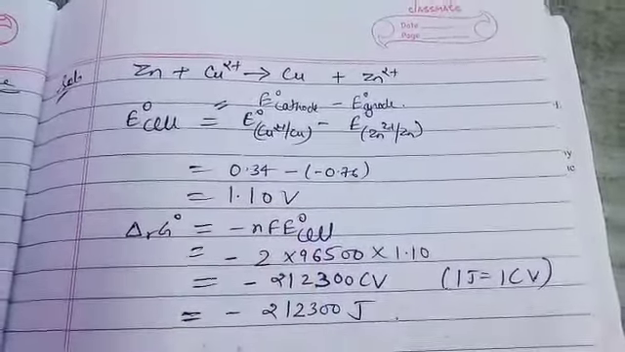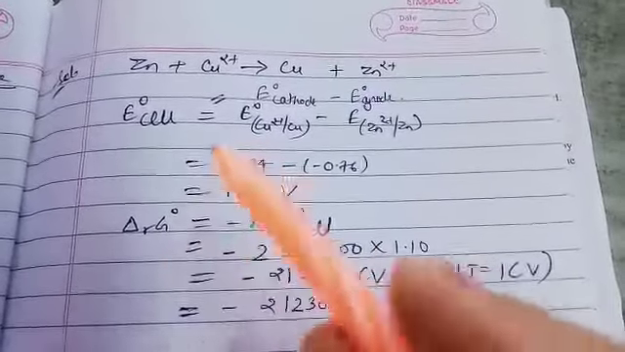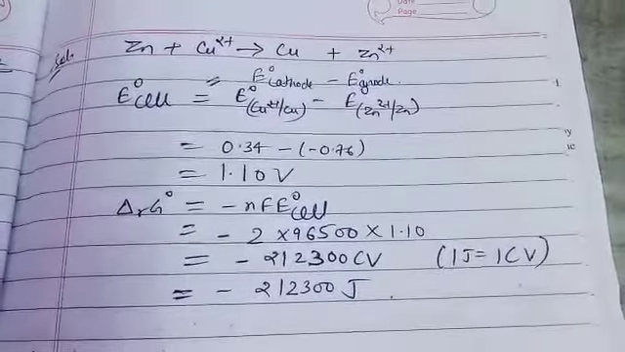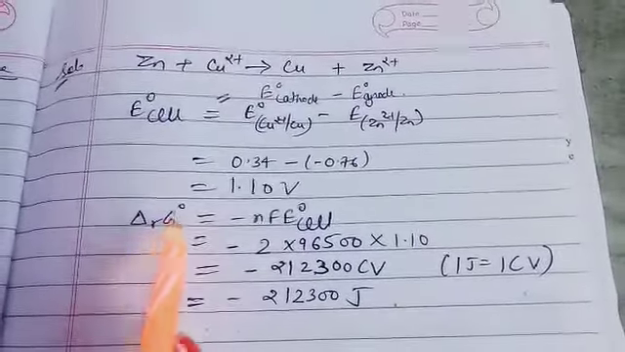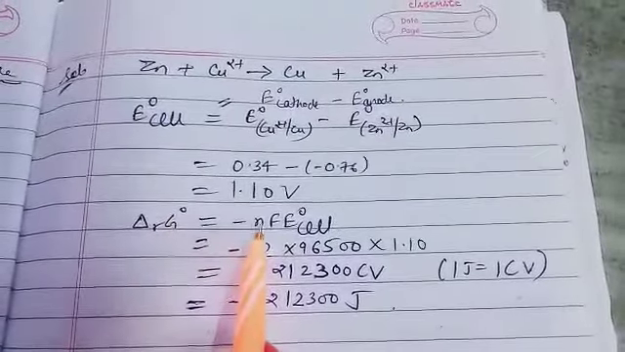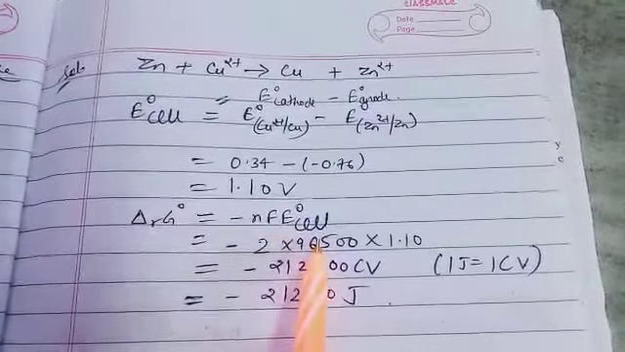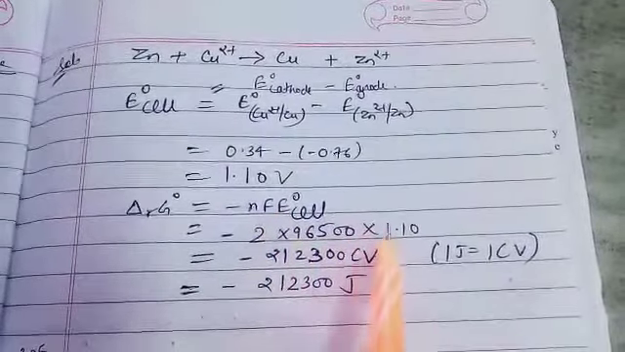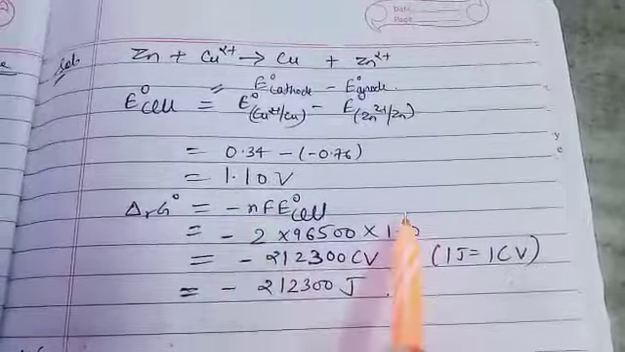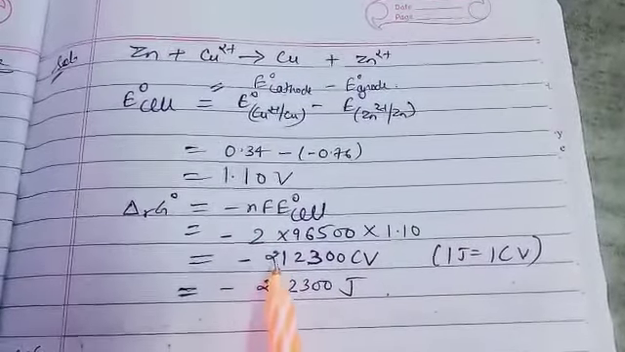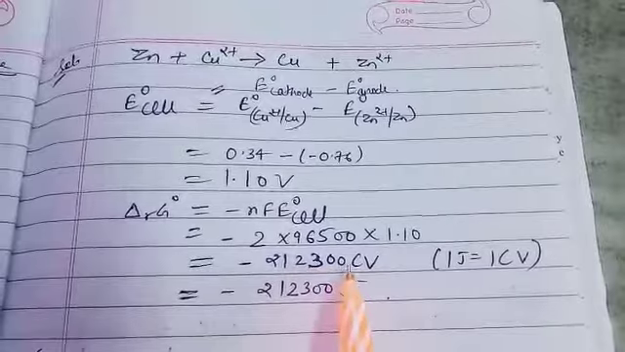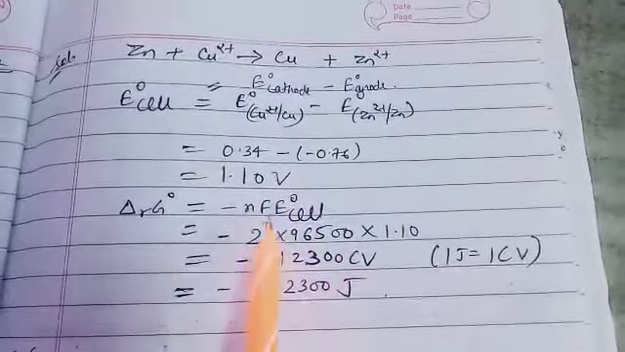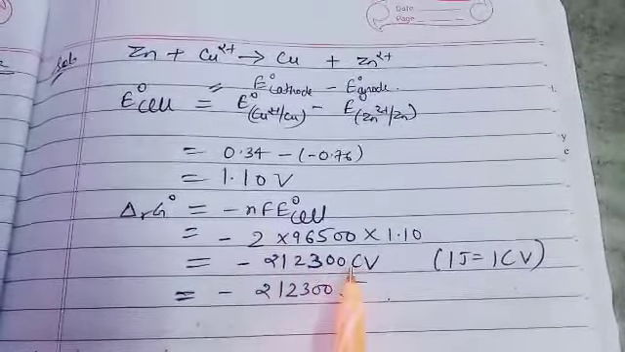Now n is with you, value of F you know, E naught cell is with you. Now put values and calculate delta rG naught. Now this one is delta rG naught, that is equal to minus nF E naught cell. n is equal to 2, F is 96500, into E naught cell is 1.10. After solving this, your answer is 212300 Coulomb volt. The value of E naught is in volt, F is in Coulomb. So the unit is Coulomb volt.